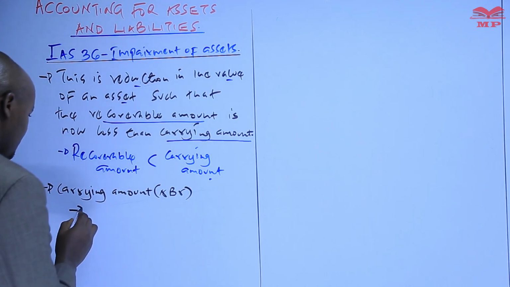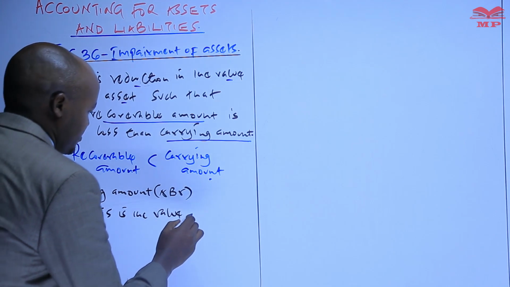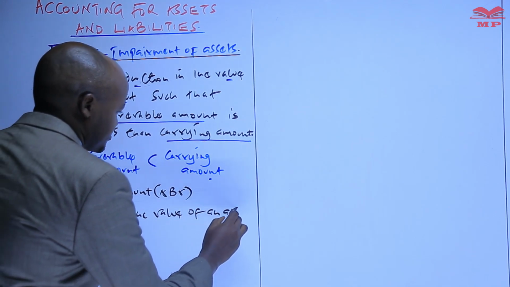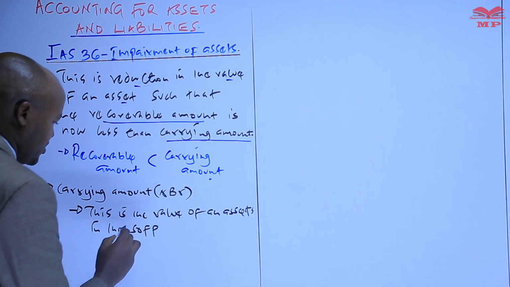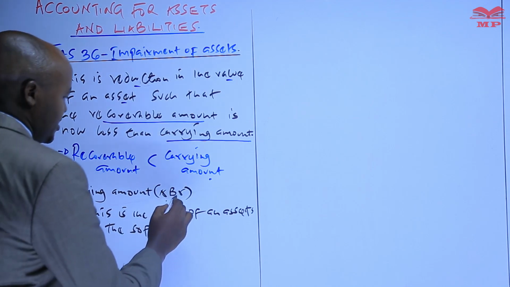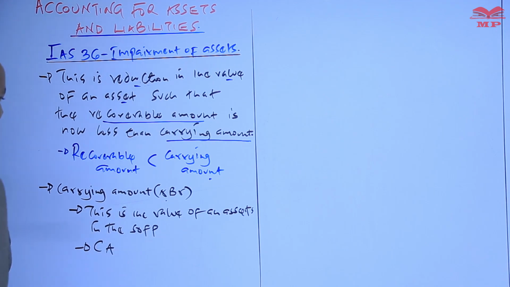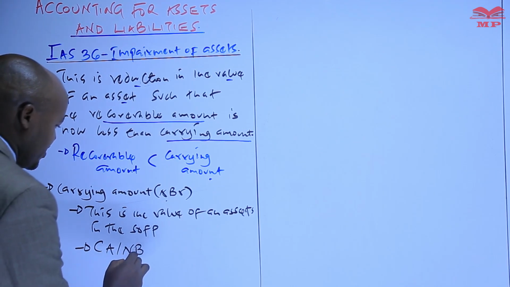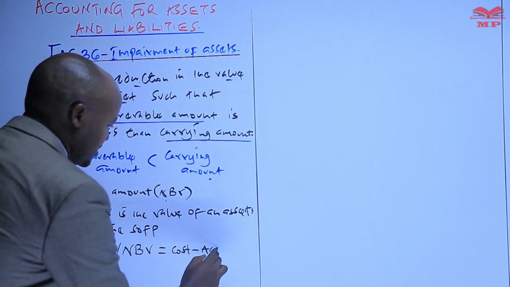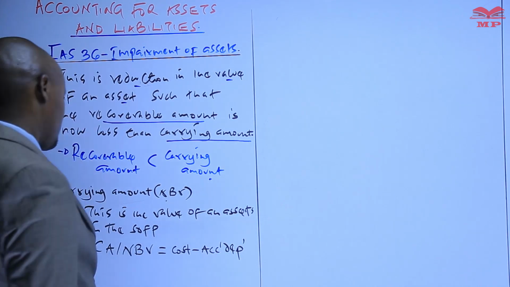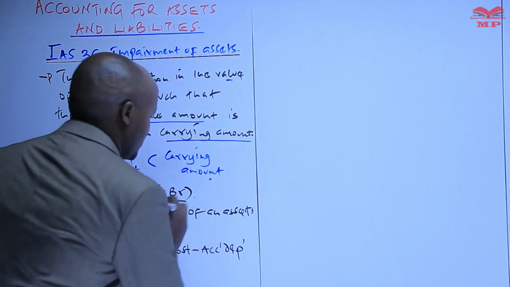But let's define what is the carrying amount. We have said that this is the value of an asset in the statement of financial position, and we are saying it is the same as the net book value. So meaning that the carrying amount, abbreviated as CA, or net book value, abbreviated as NBV, is equal to the cost minus the accumulated depreciation. So that is the definition of the carrying amount, and equally the determination of the same.